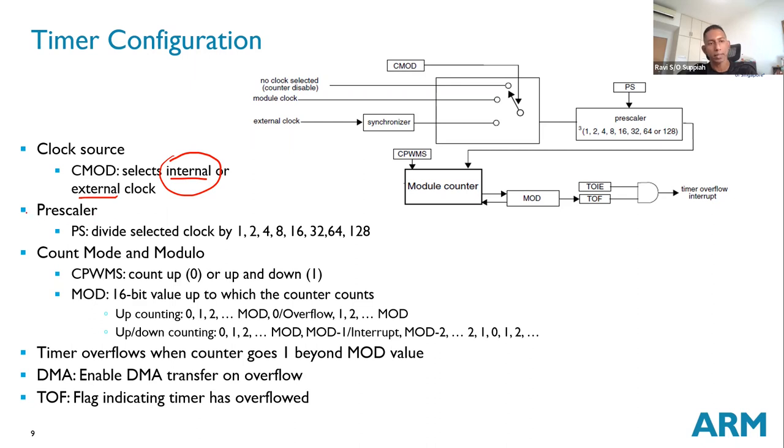Okay, the next is the prescaler. So this is also quite a standard sort of feature you have, and these are all the options available. All right, so we can of course choose any number we want depending on what frequency we want to operate at.